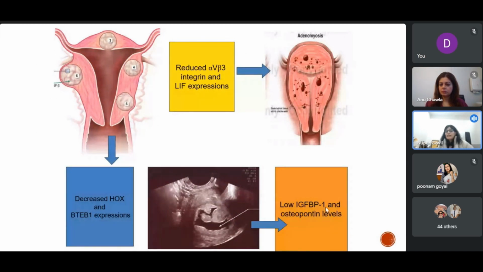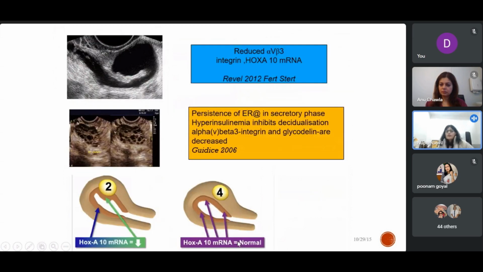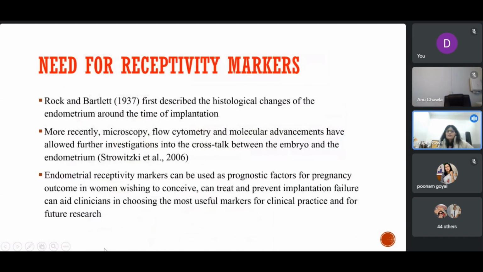So these are some of the factors, and the molecular markers that we studied: integrin expression and LIF, leukemia inhibitory factor, expression get decreased in fibroid, adenomyosis patients, in endometrial polyp patients, and with hydrosalpinx. In PCOD patients also, it has been seen that hyperinsulinemia can decrease beta-3 integrin expression. Similarly, some mucous myomas can decrease HOXA10 expression and can lead to reduced receptivity.